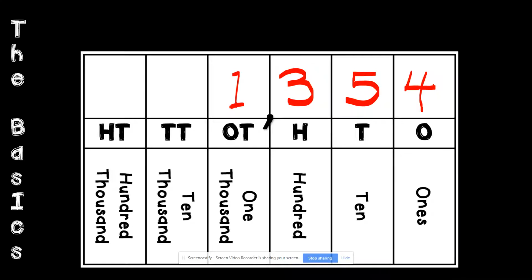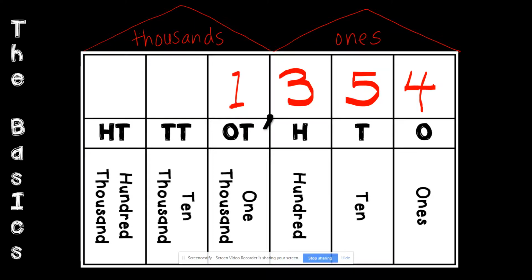When you create a number, 3 place values grouped together can be called a period. This group is called the thousands period. This group is called the ones period. And within each period, you will have a hundreds, tens, and a ones. So we use those letters H, T, and O to help us represent the hundreds and the tens and the ones within each period.